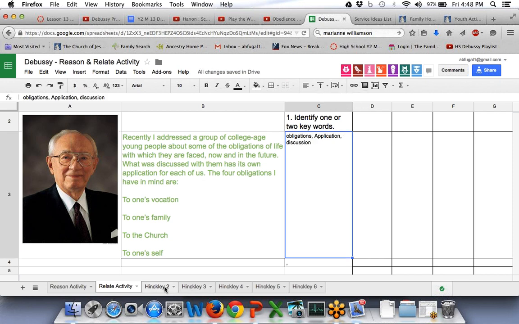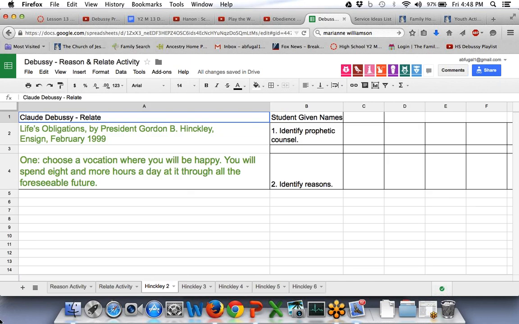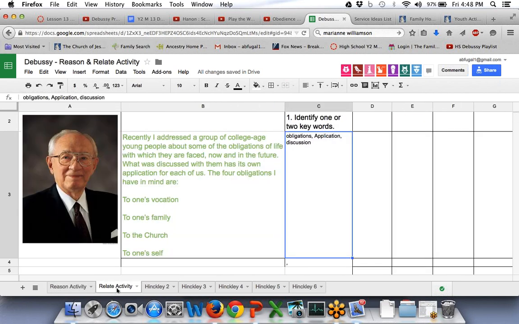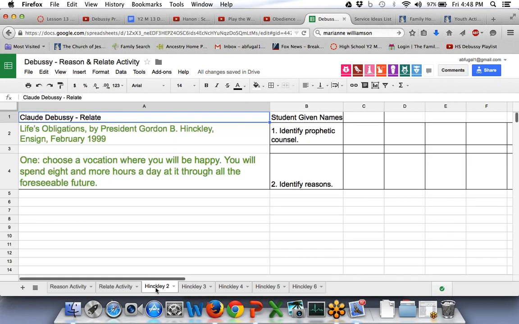Okay, let's go to the next paragraph. Now, can you all see this? If you look down here, here's where we started. And then down at the bottom, there are these tabs. And now we're in the third tab, Hinckley 2. Can you see that now? Good question.